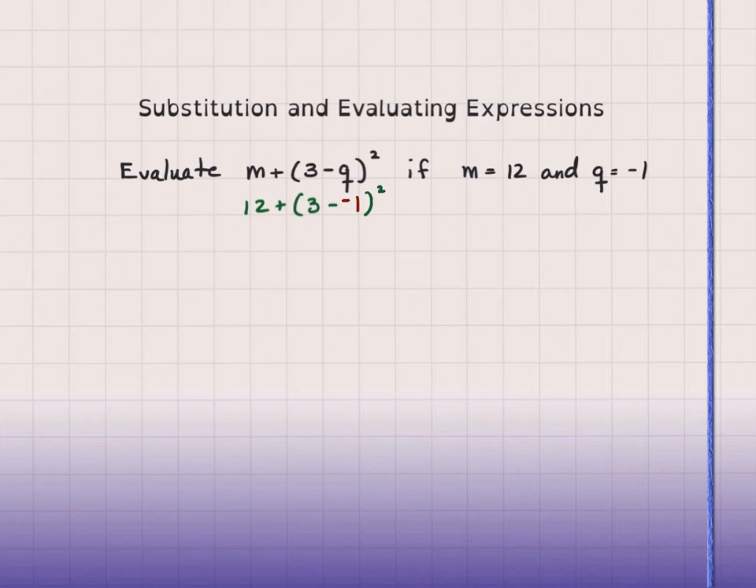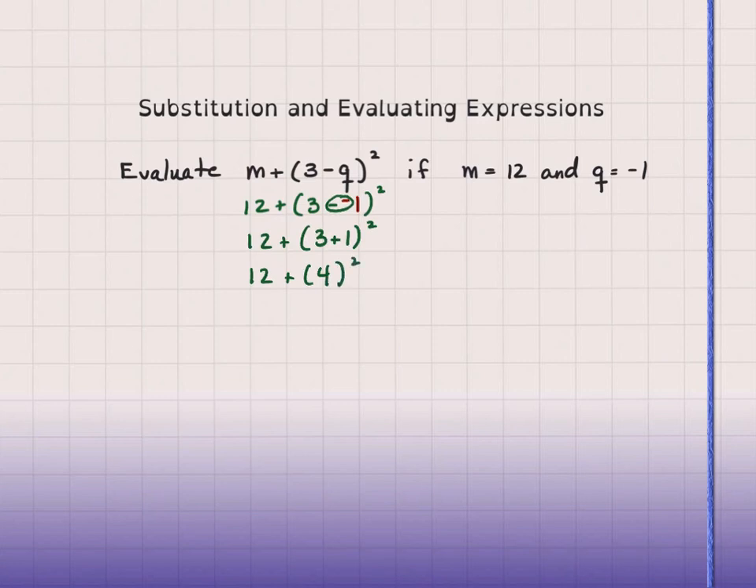Again, I'll just do one step at a time. So 12 plus parenthesis 3 minus a negative. This double negative here becomes a plus. The opposite of an opposite is a positive. Two negatives make a positive. Think of it that way. I still work inside the parentheses now. So I've got 12 plus 3 plus 1, 4 squared.